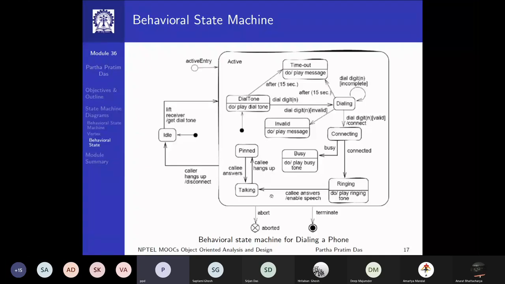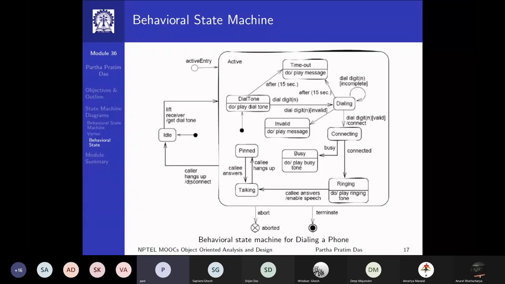Then the callee answers, so enable the speech, and you get into the talking state, and the callee hangs up, so you get to the pin state. The callee answers, you are in the talking state, and so on. So you can get to timeout by just picking up and not dialing anything, kind of similar to what you have here.